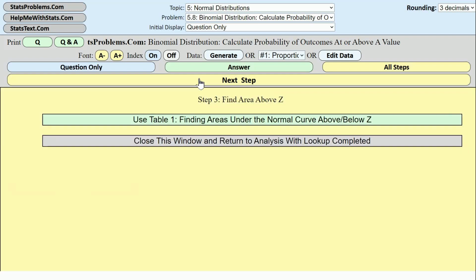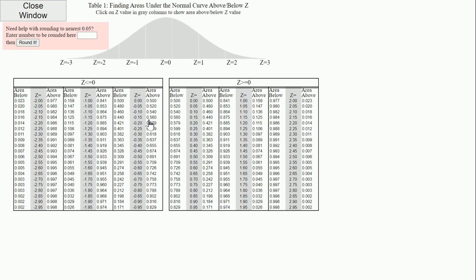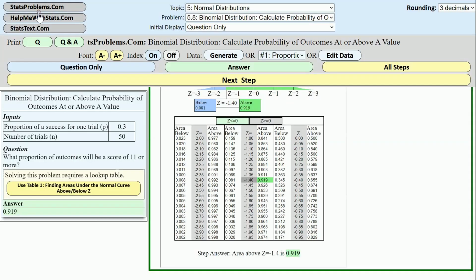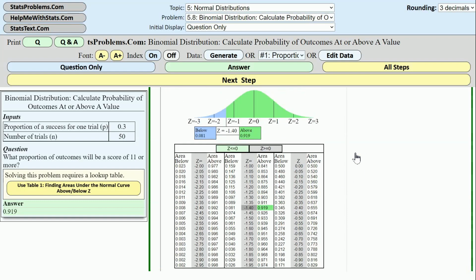In Step 3, we find the area above the z-score. To find the area, we use Table 1, finding areas under the normal curve, above and below z. We click on the entry for z equals negative 1.40, which highlights in green the area of 0.919, which is the area above the z-score of negative 1.40. We close this window to return to the analysis, which shows the lookup table with the area 0.919 highlighted. With the proportion of a success for one trial of 0.3 and the number of trials equal to 50, the proportion of outcomes that will have a score of 11 or more is 0.919.